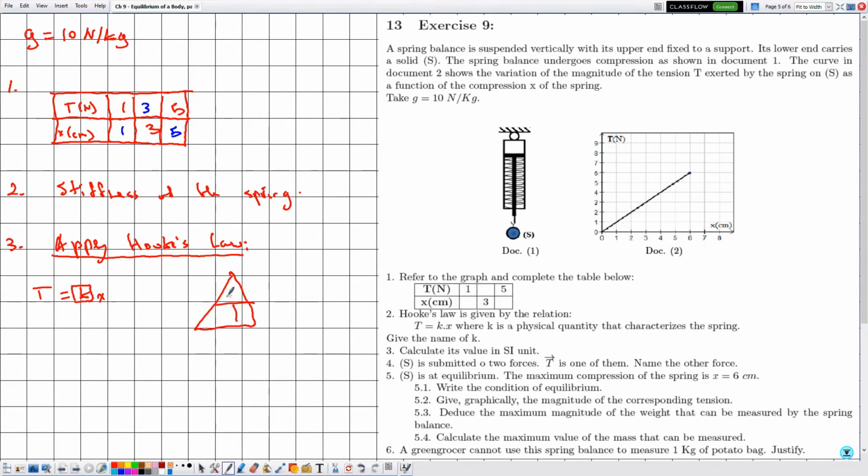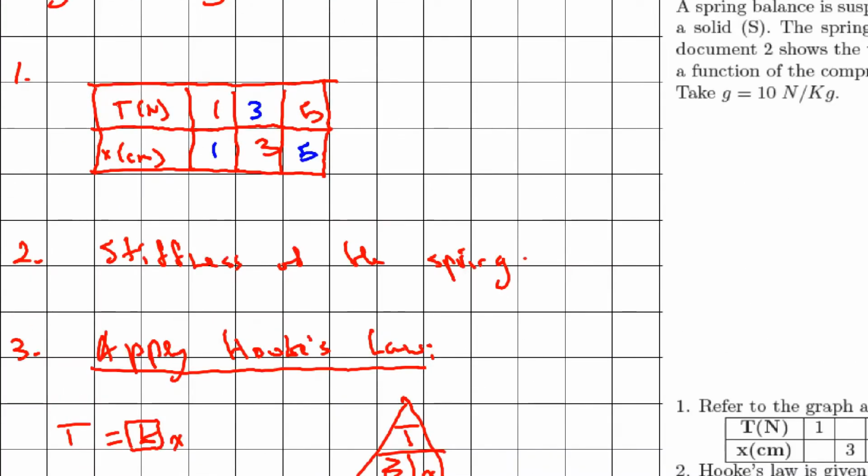Then constructing the triangle of this formula, T at the top, K and X at the bottom. Putting our hand over K, then K is equal to T over X. Now which T and X should we use? Those corresponding to the same point, or the same column. For example, we can use this one: when the tension is equal to 3 newtons, X is equal to 3 centimeters.